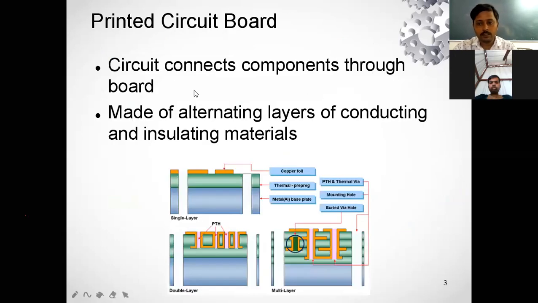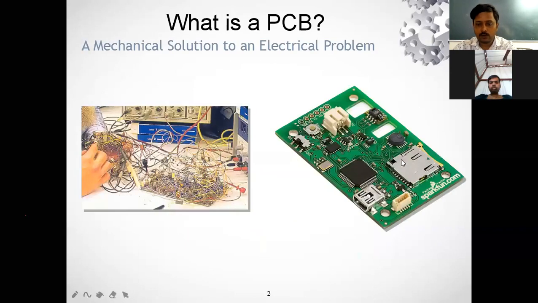now, what does a printed circuit board comprise of? Okay, circuit connects components through the board. As we have seen in the earlier slide, the circuit connects. These are the components. Component number 1, 2, 3, 4, 5, 6, 7, 8, 9, 10, 11, 12, 13, 14. Okay, 15.